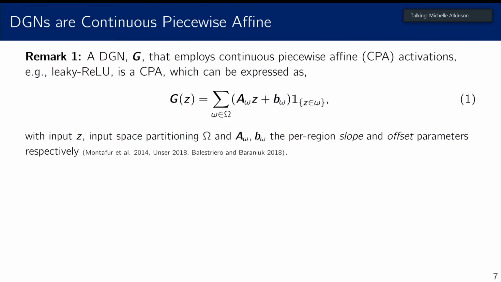So to understand how this works, we need to step back and go back to the continuous piecewise affine ideas of deep neural networks. Even though they're more explored for deep neural networks, they're easily translatable for deep generative networks as well. So what this says is if we have a generator that has piecewise affine activations, like leaky ReLU, or has max pool layers in them, then we can express this generator in an expression like equation 1, where the expression is in terms of A omega and B omega, which are the slope and offset parameters of the affine partitioning that this CPA induces.